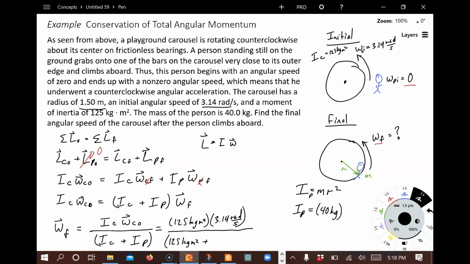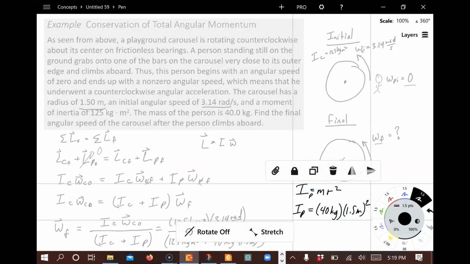And they are, from the axis of rotation, a distance of 1.5 meters away. We need to square that. So that's what's going to go in for I P. 40 kilograms times 1.5 meters squared. And we're going to go ahead and put all those numbers in and see what we get.